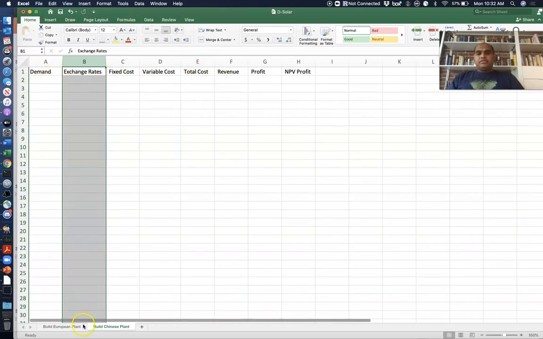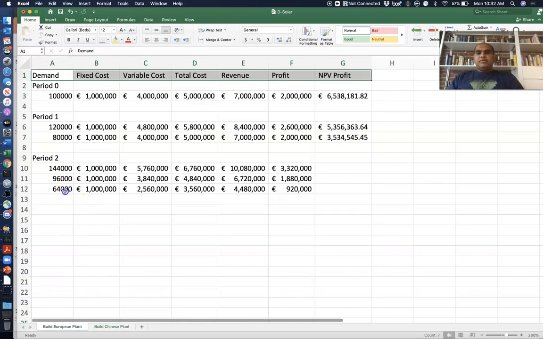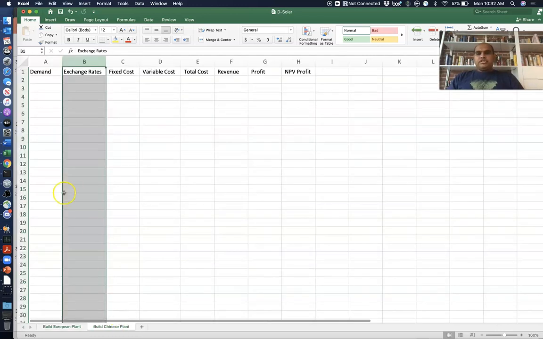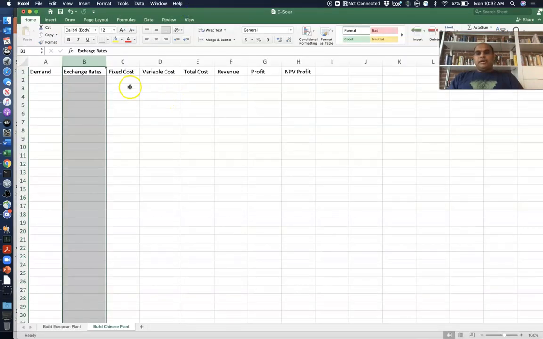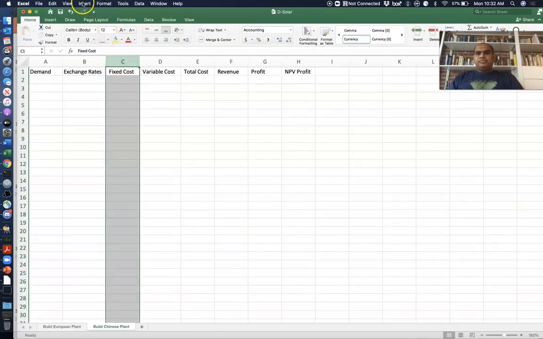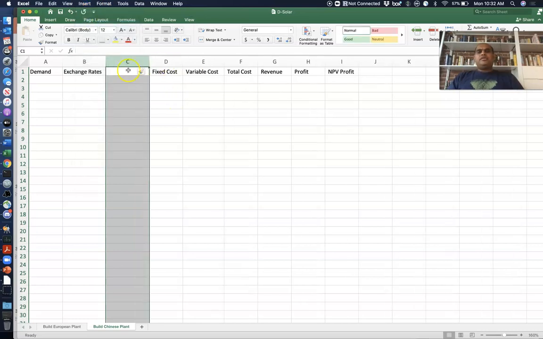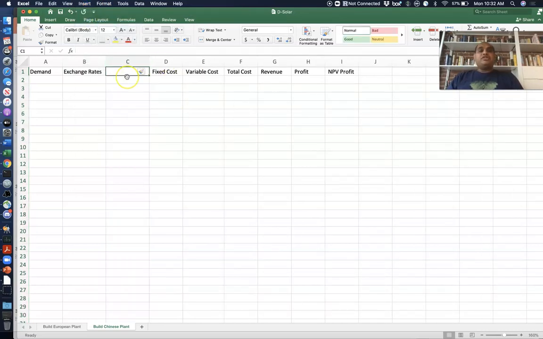you cannot calculate them off of demand because, as you notice, demand can be as low as 64,000 in period 2 and as high as 144,000 in period 2. And we know that with the Chinese plant, the volume flexibility is lower and it is between 100,000 and 130,000. So we need to figure out, so I'm going to add another column. Here we're going to say the number of panels that are actually manufactured.